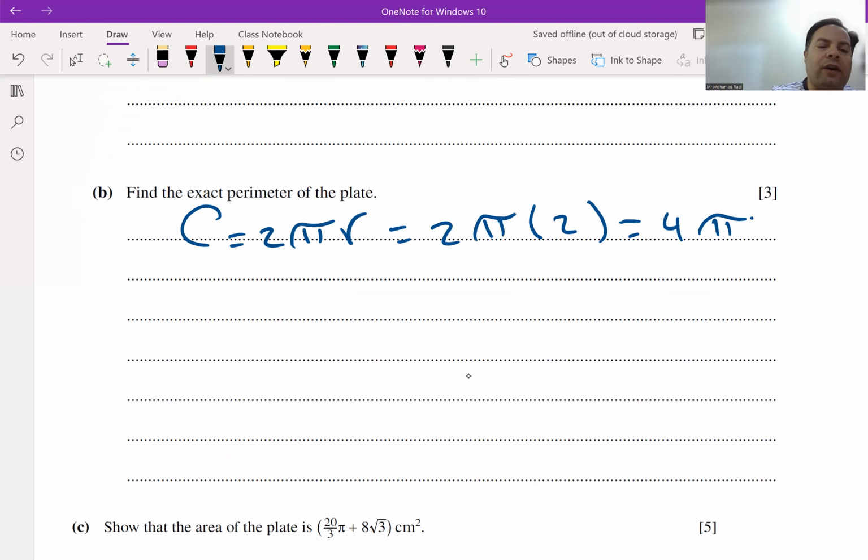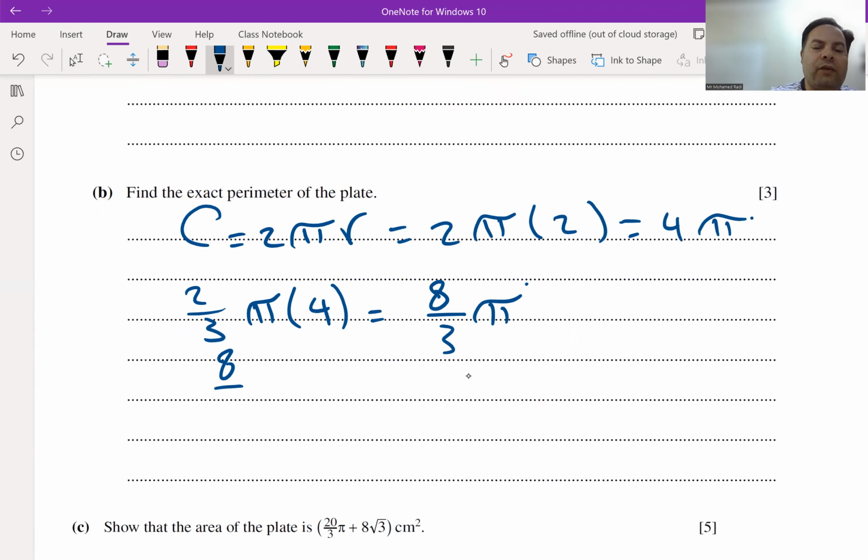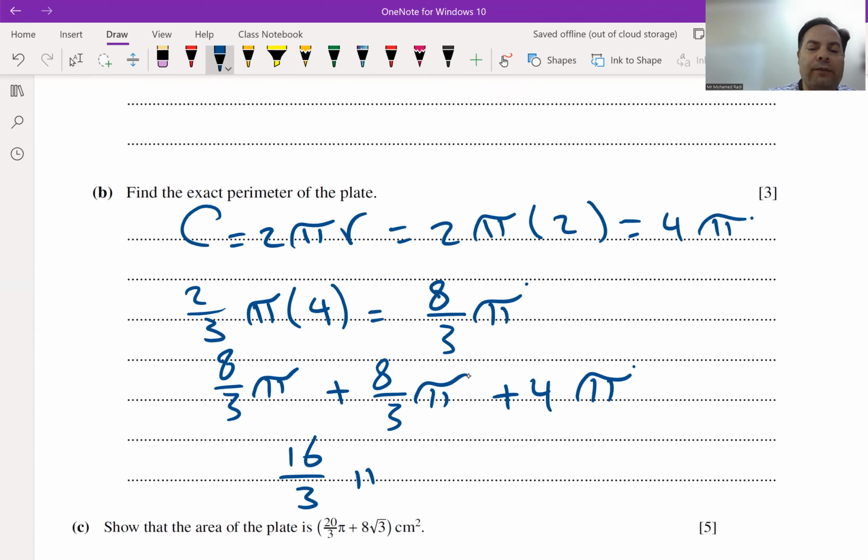And the length of arc is 2/3 pi, whereas r is 4. So the answer is 8 over 3 pi. So the total perimeter is 8 over 3 pi plus 8 over 3 pi plus 4 pi. They ask you to get it exact, so keep your answer in terms of pi. 16 over 3 pi plus 4 pi. This is the total perimeter of the shape.